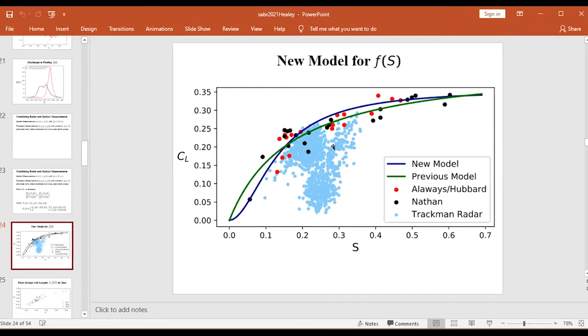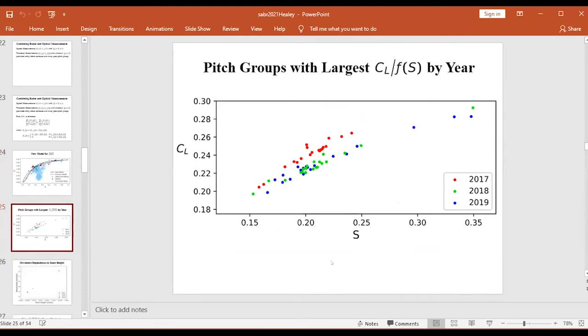The previous model for this function is the green curve here, and that green curve was derived from these optical measurements. But what you see is there's a lot of TrackMan pitch groups in between the green and the blue curves, and that gives us this new model. That shows the improved accuracy of this new model. And as I said, this is useful for a number of things. It's useful, for example, for computing the spin efficiency from TrackMan data. And I'll show you some other things that we've looked at.